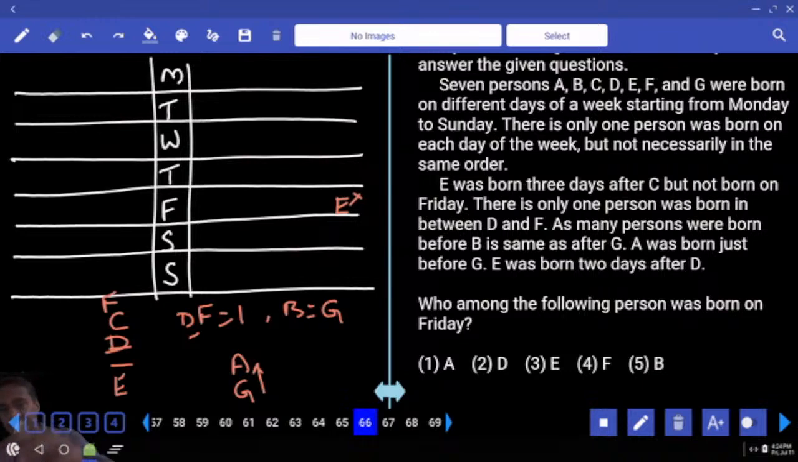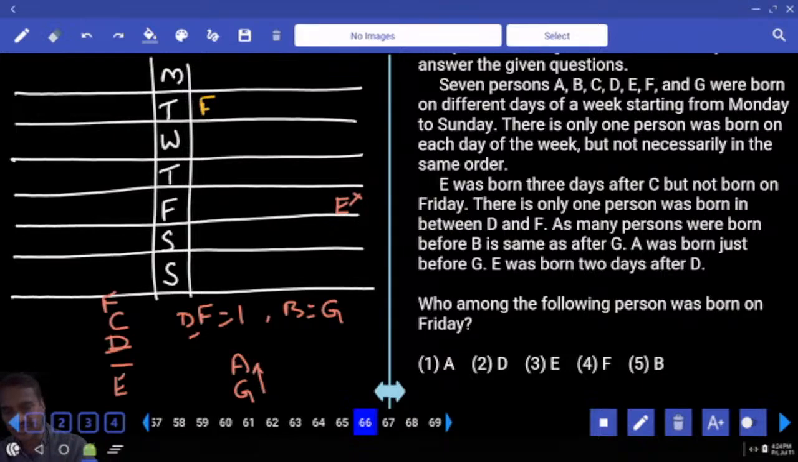Isn't it? Then let us start from this one. Now F is here. Can we have F at this place or not? If F is here, then C is here, D is here, blank and E. Can we have E at this place? Hence F cannot be on Monday. Got this? Then next one, F is on Tuesday.